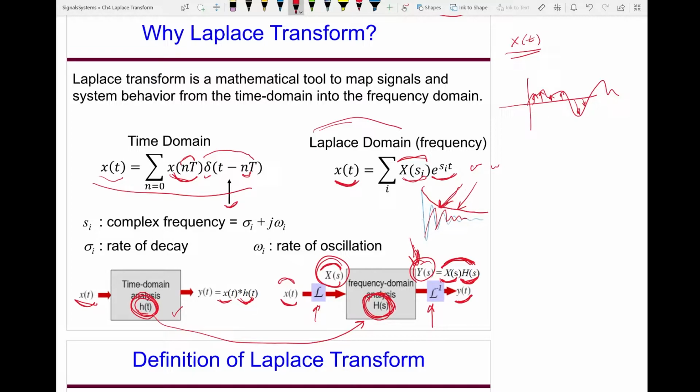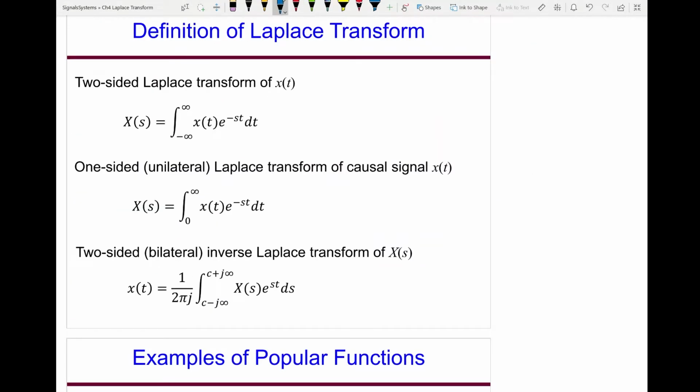So let's look now at the definition of the Laplace transform. Now, the two-sided Laplace transform of x of t means x of t exists for negative t and positive t, something maybe like this.